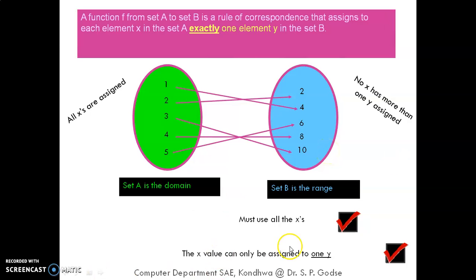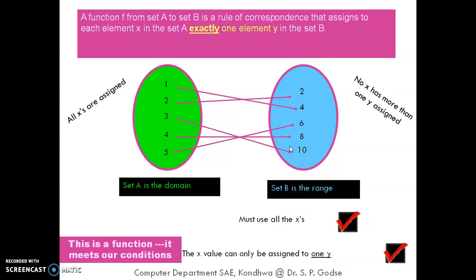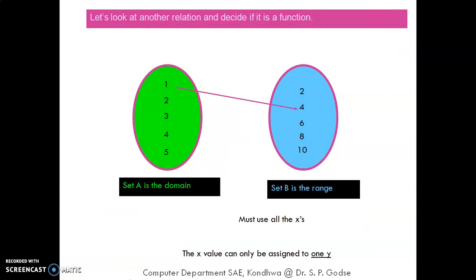So these two conditions are satisfied, which means we must use all the x. Second, the x value can only be assigned to one y only. Then this is a function, it meets our condition. Now see the next example, another example.